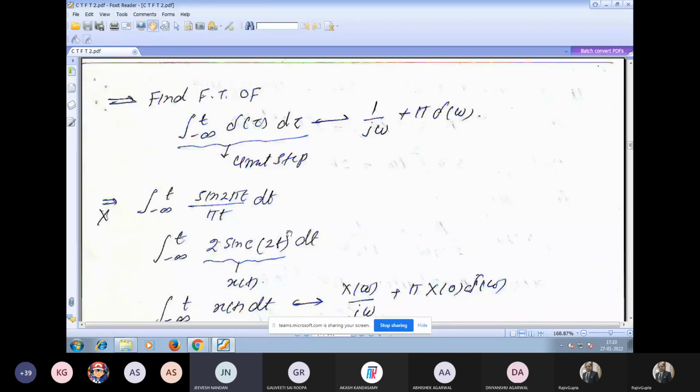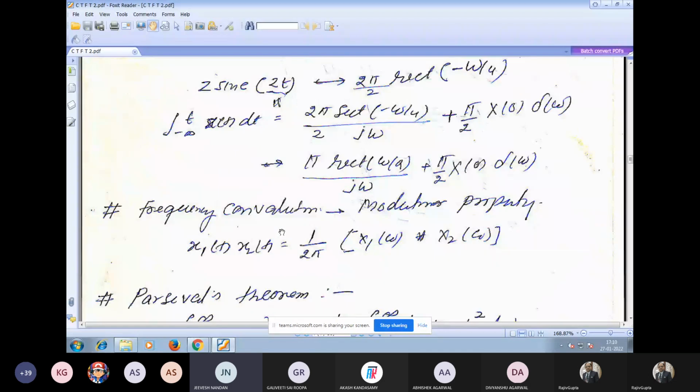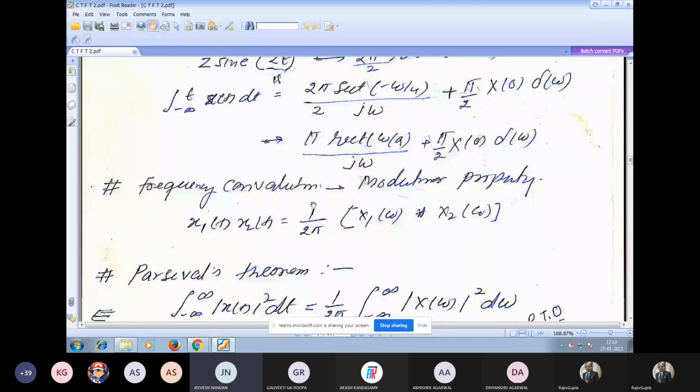Now, the important thing is frequency domain convolution. Frequency domain convolution is also known as the modulation property, because what we are doing is the multiplication of the two signals in the time domain, that is x1(t) multiplied with x2(t), which will have a Fourier transform of 1 by 2 pi X1(omega) convolved with X2(omega). And the last and important property of the Fourier transform is Parseval's theorem.